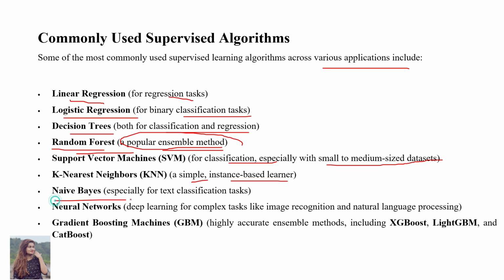Naive Bayes, especially for text classification, the naive Bayes algorithm has been used. Neural networks for deep learning, which is also now popular for deep learning, like image recognition and natural language processing also. Gradient boosting are highly accurate ensemble methods, including XGBoost, LightGBM, and CatBoost.